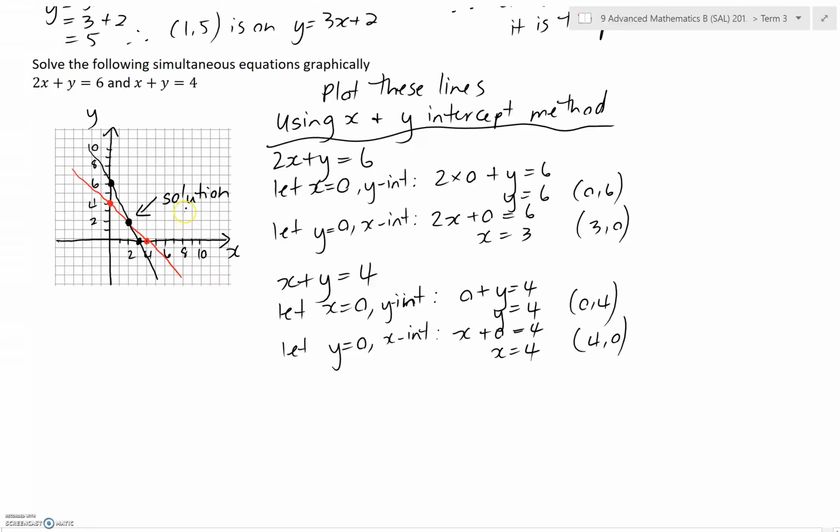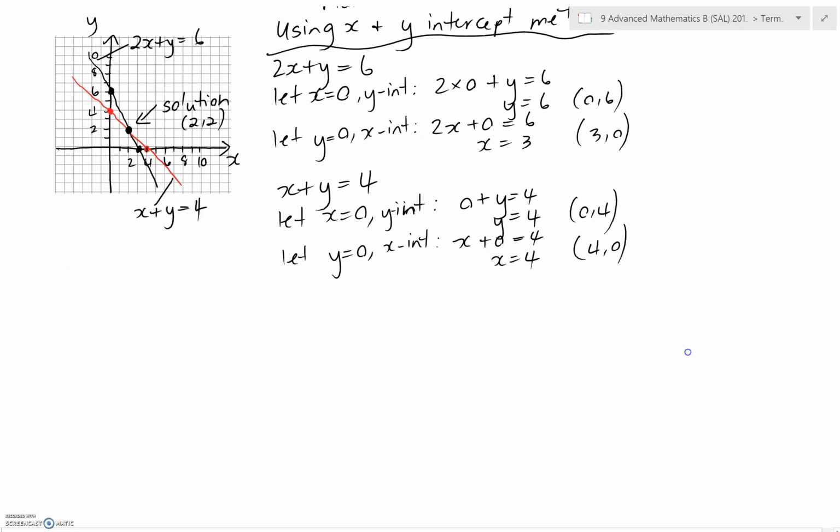We can see that that point there is (2, 2). Also, don't forget to label your lines. So this line is 2x plus y equals 6. Notice that the lines cross, so don't get confused when you're labeling. You can draw arrows if you need to, or a line, but you can also just label it.